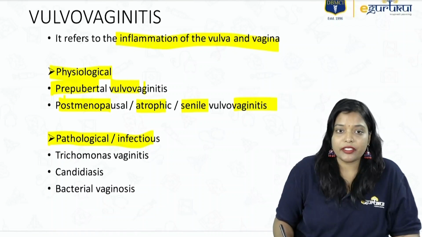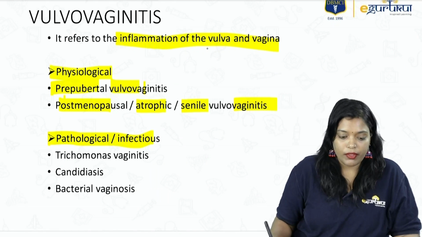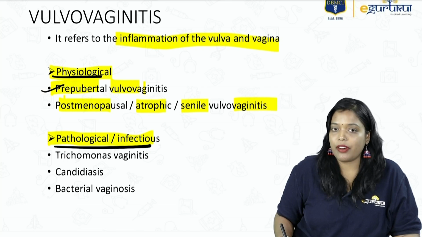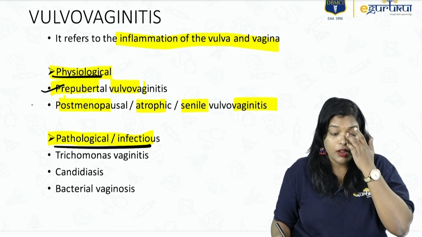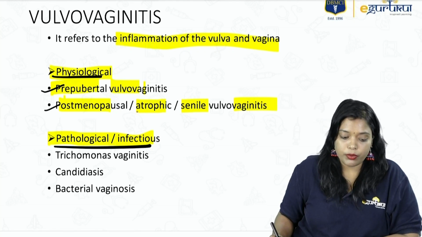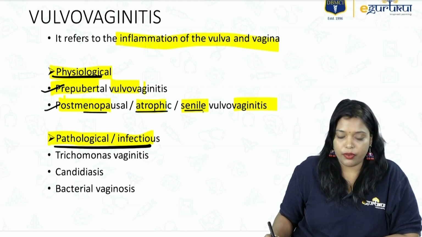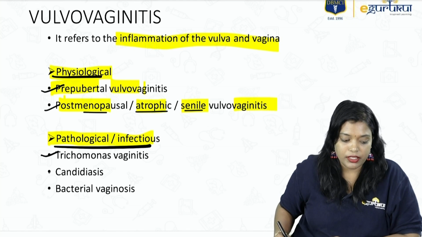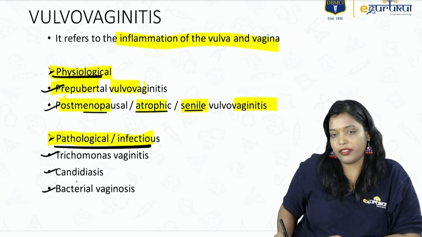It can be either physiological or pathological. Physiological, we have prepubertal vulvovaginitis due to some foreign bodies, or postmenopausal due to absence of estrogen. That is called postmenopausal or atrophic or senile vulvovaginitis. Pathological or infectious, we have Trichomonas, Candidiasis and Bacterial vaginosis.